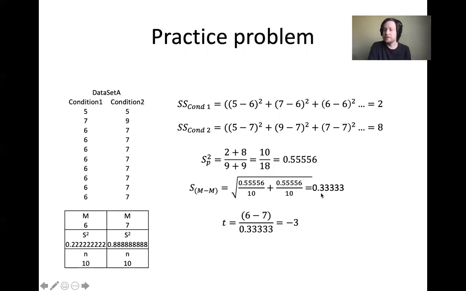And then just like always, the estimated standard error goes in the denominator of our t equation. And you can see it right there, a bunch of 3s, 0.3333, in the denominator of our t equation. The numerator is just 6 minus 7. 6 is the sample mean of condition 1. 7 is the sample mean of condition 2. That equals minus 1. Minus 1 divided by 1/3, or minus 1 divided by 0.3 repeating, gives you simply a nice round number. Minus 3 is our t-value here.